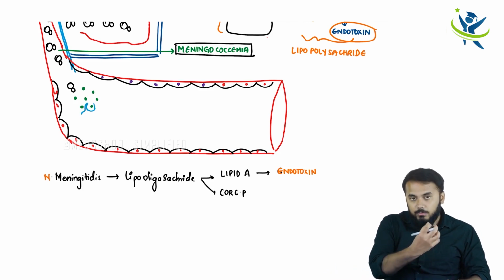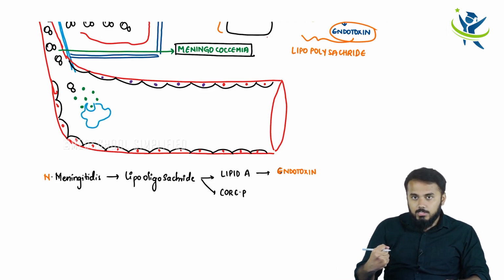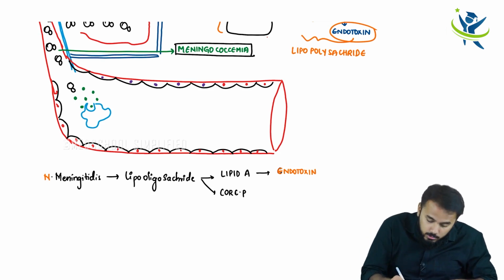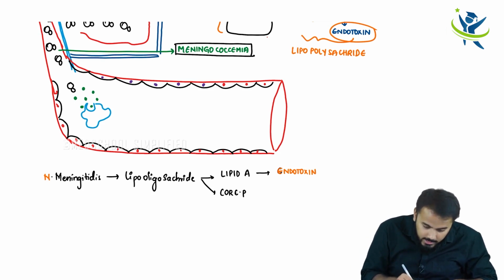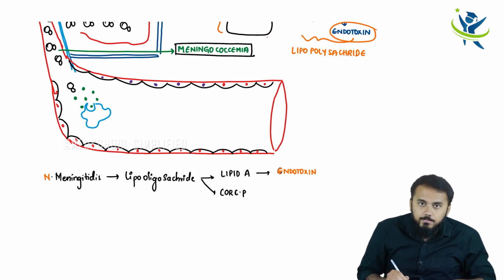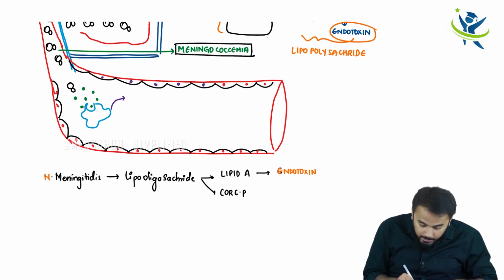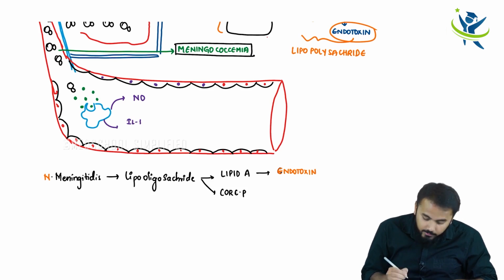Now once this macrophage takes this endotoxin inside, it starts releasing two important chemicals. One important chemical is nitric oxide. The other important thing is that it releases interleukin 1, interleukin 6, and TNF alpha.